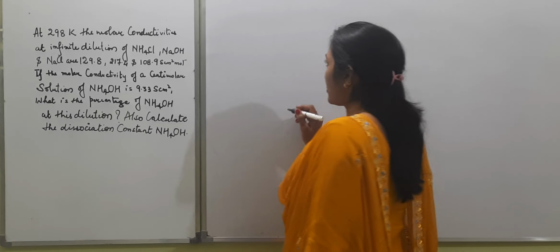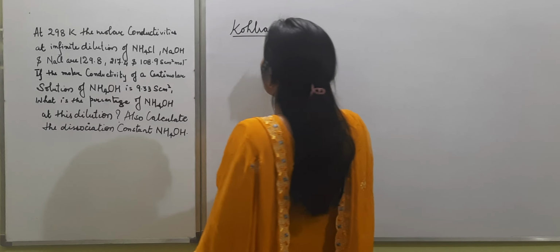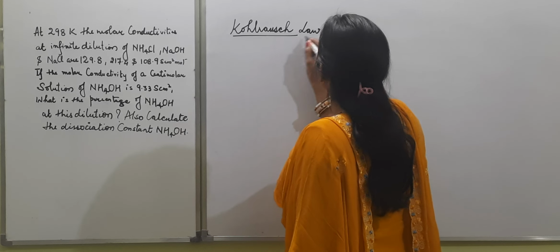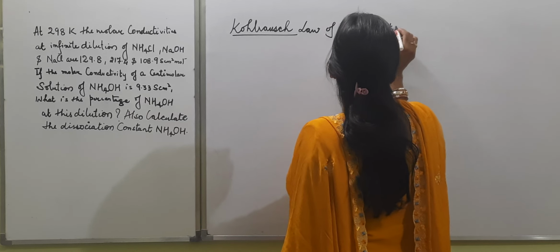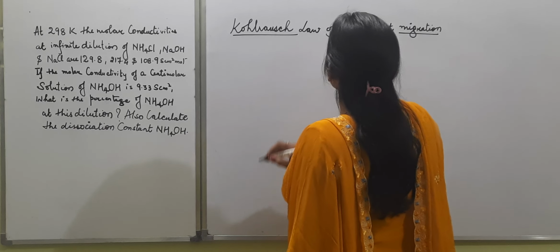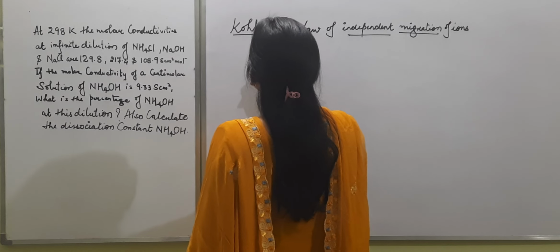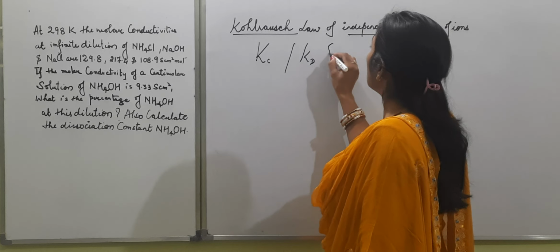So let's see that. Kohlrausch's law is the law which tells us how to find the molar conductivity at infinite dilution, where the concentration of an electrolyte is almost zero. It gives us the law of independent migration of ions. So how can we calculate the dissociation constant, which is represented as K or KD, that is, the dissociation constant.